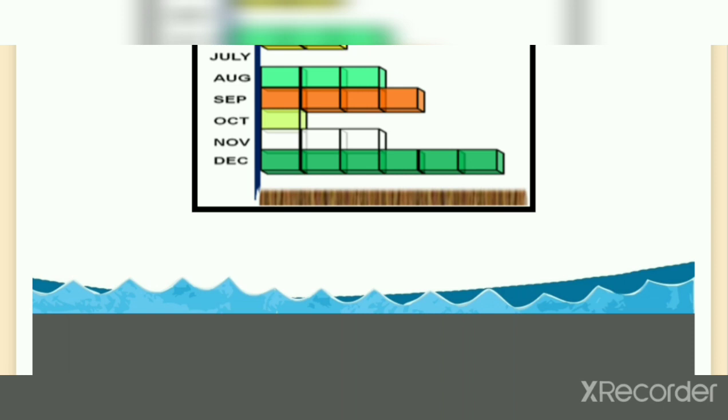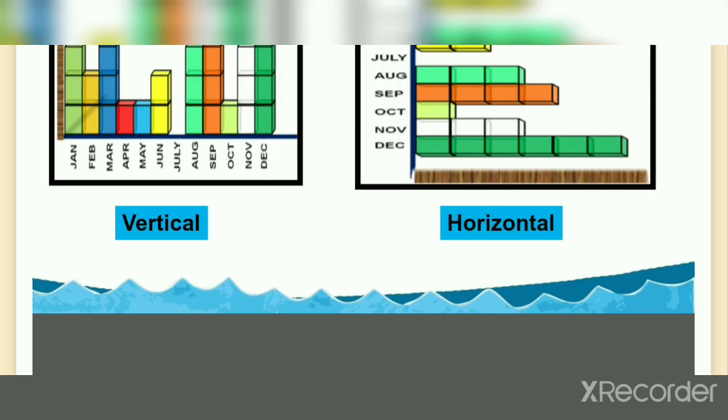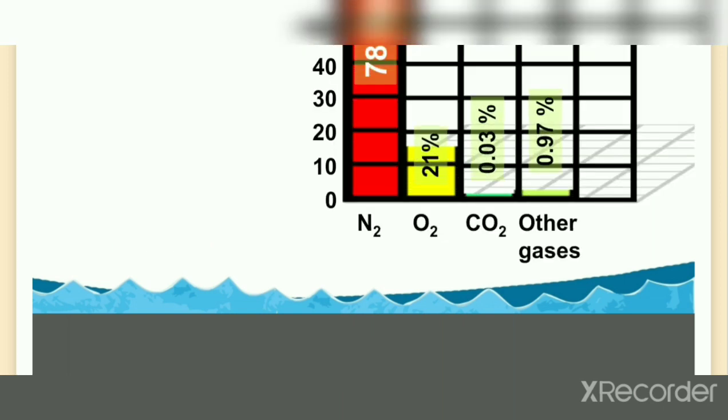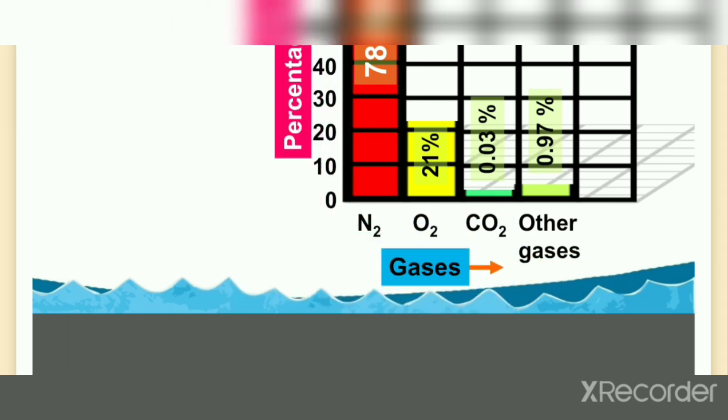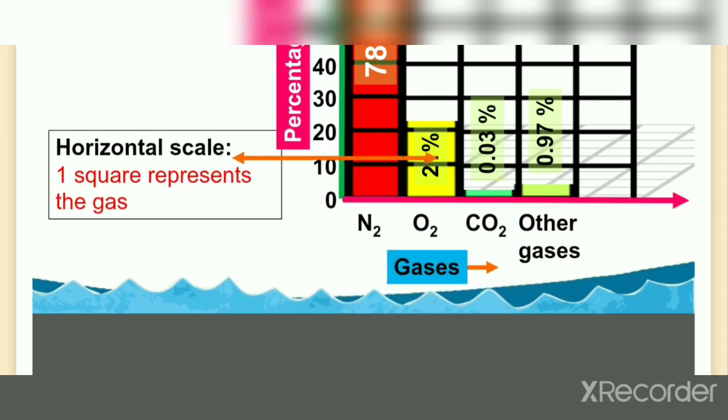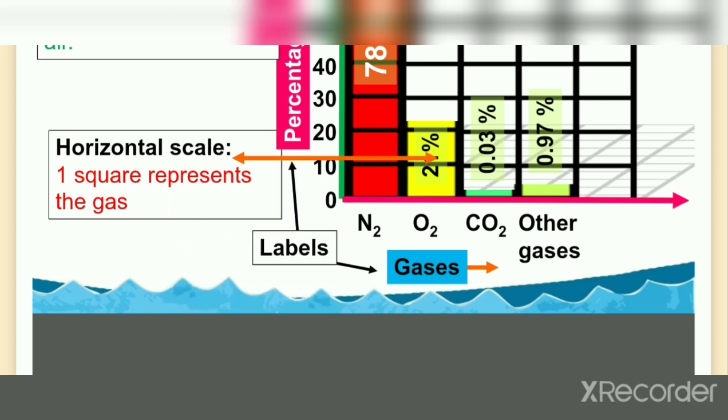The same bar graph representation can be done in this manner too. The bars can be represented in vertical as well as in horizontal position. Every bar graph must have a title explaining the information given in the graph, the horizontal and vertical scales, and the labels explaining the scales.